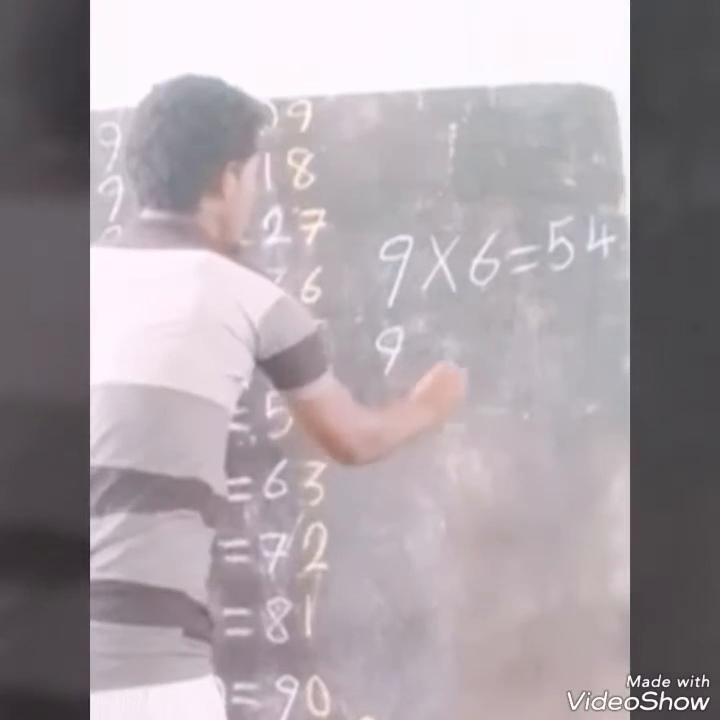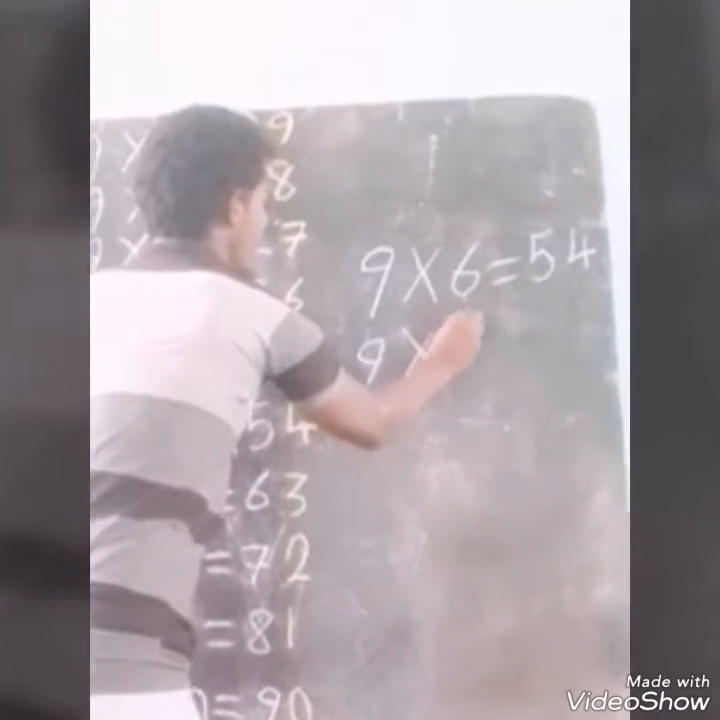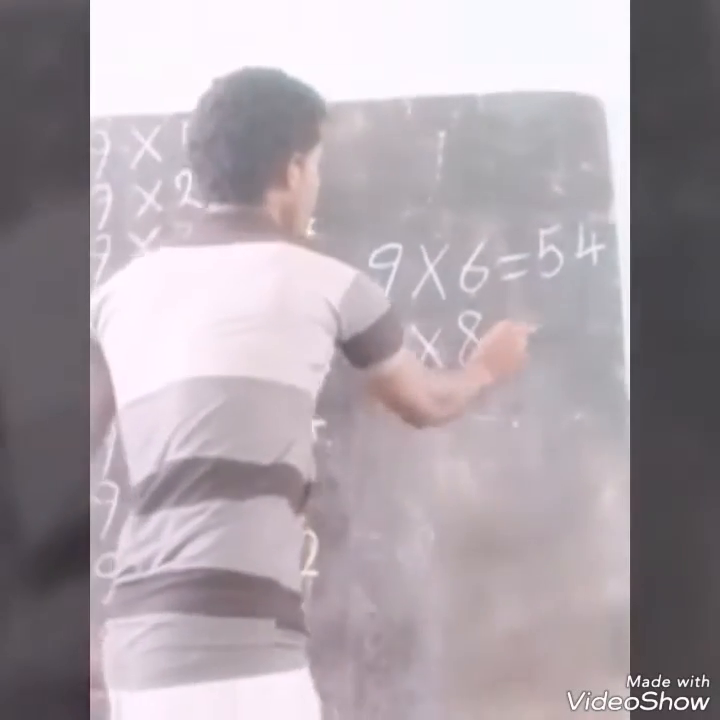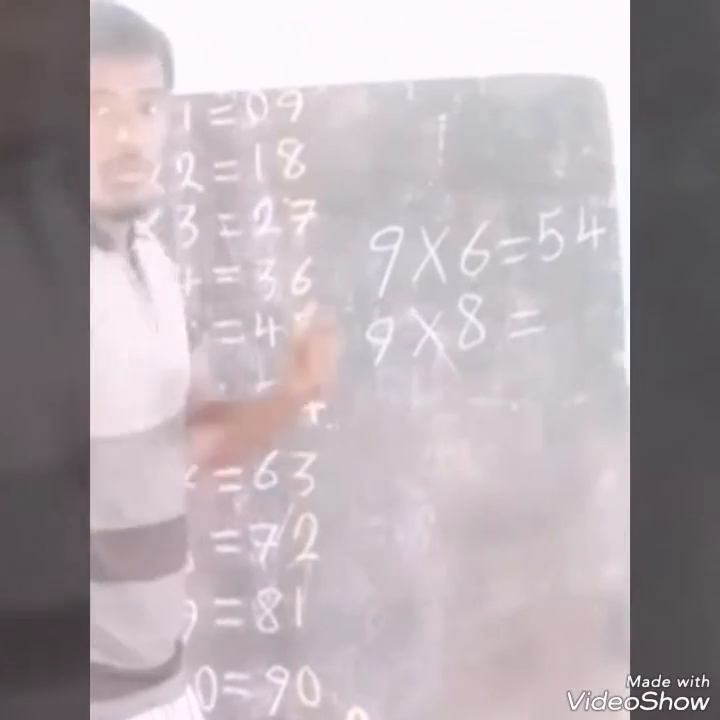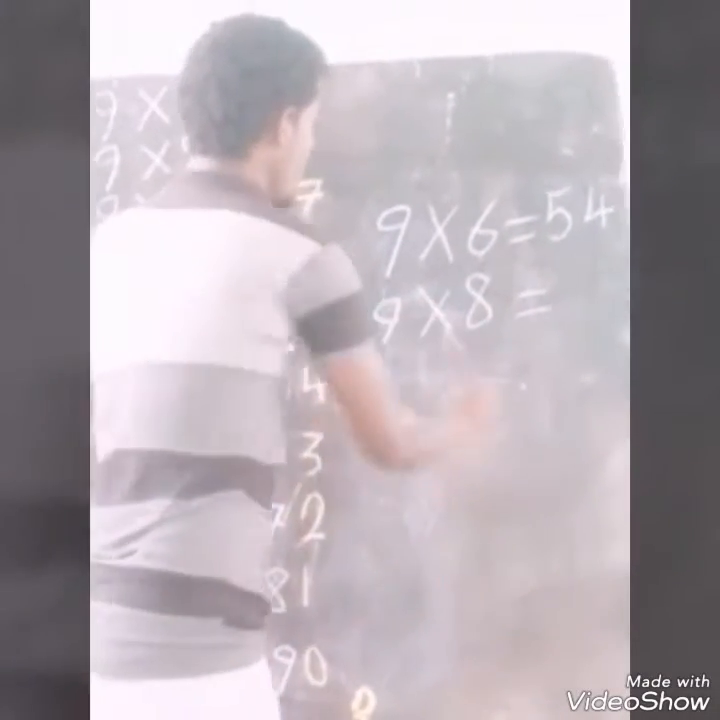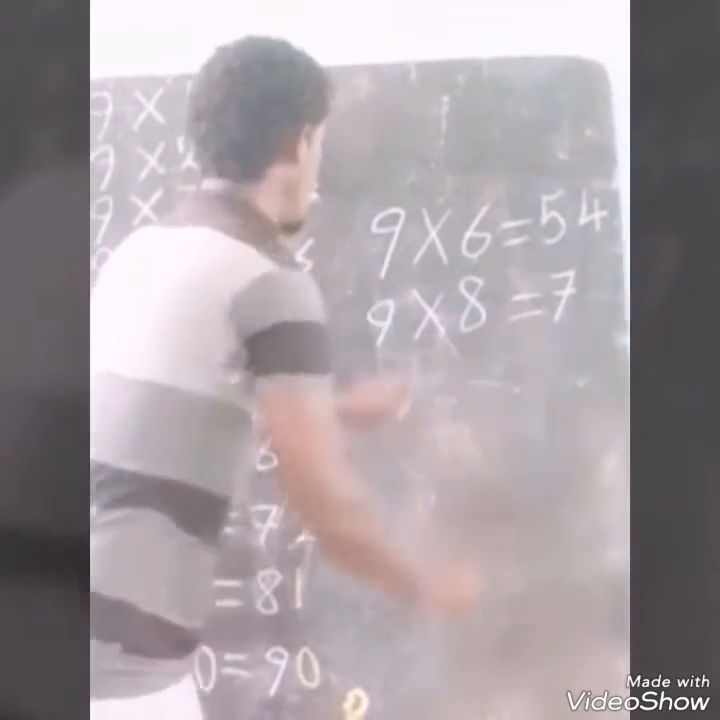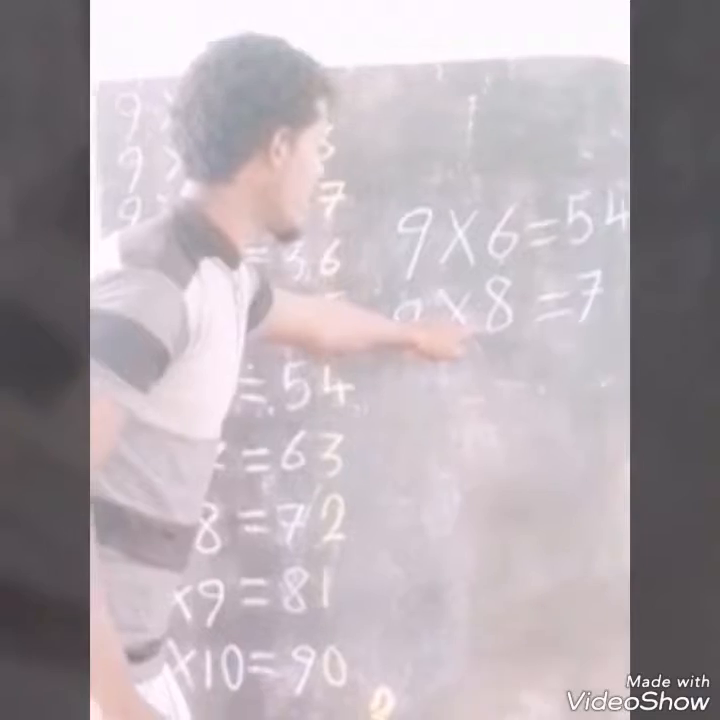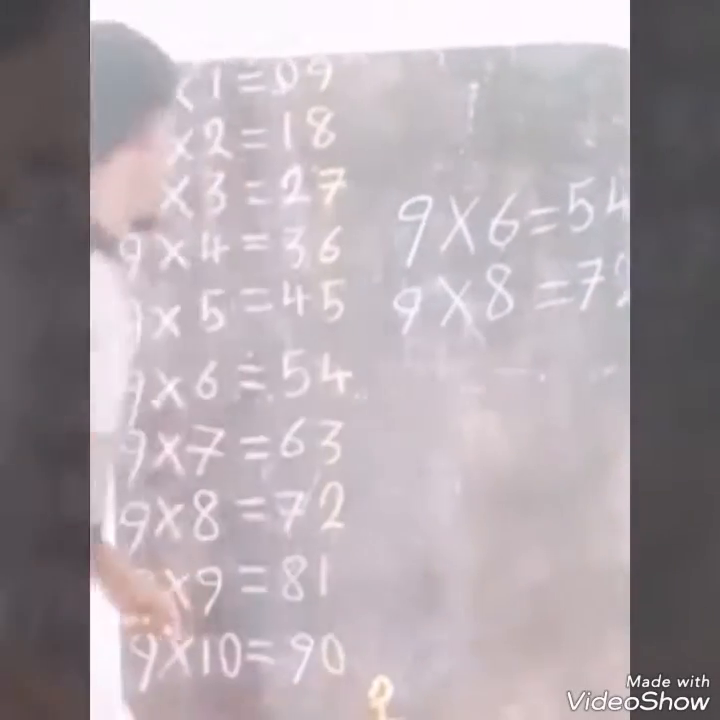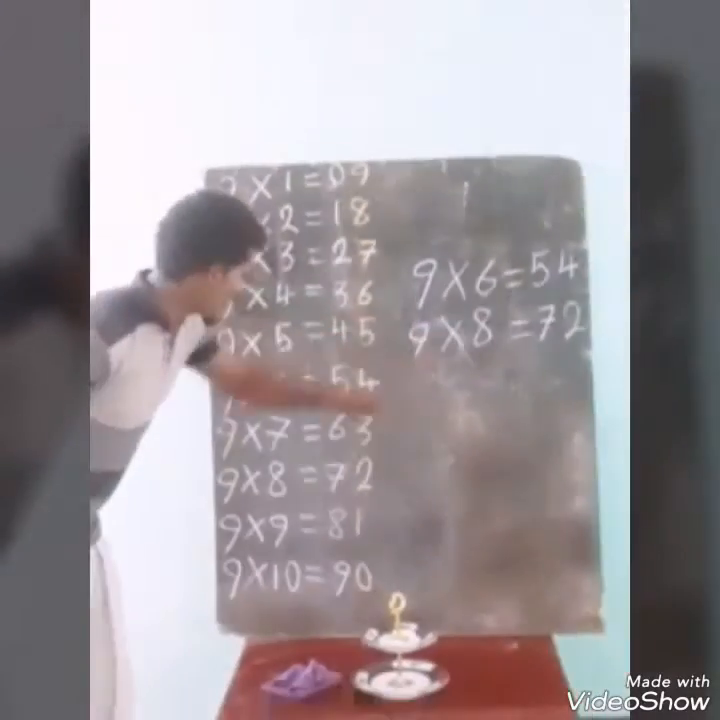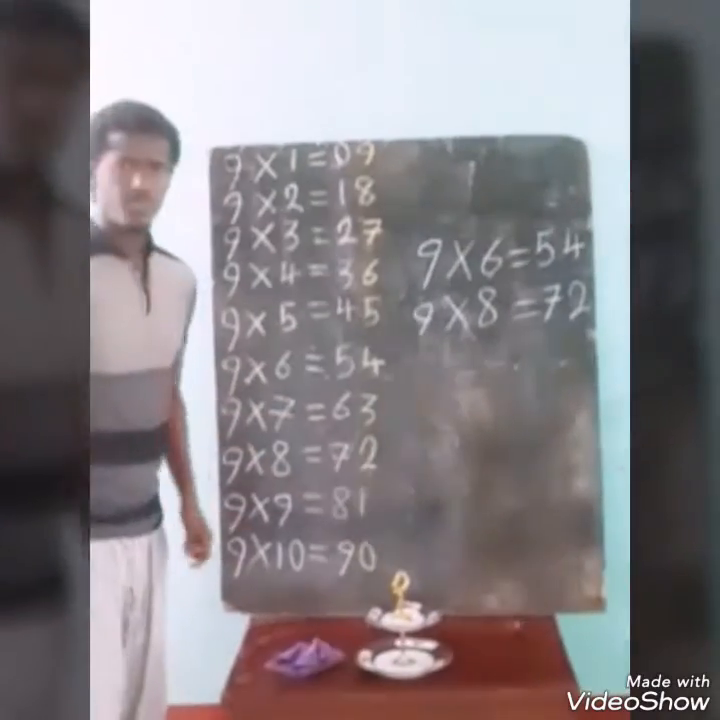9 times 8. Minus 1 from this number and complete this number to 10. Minus 1 is going to be 7. Complete. How many remain for this number to be 10? 2. And if you see here, 9 times 8, 72.